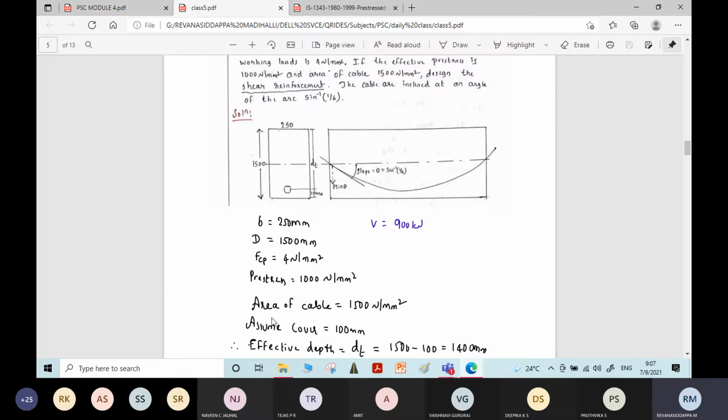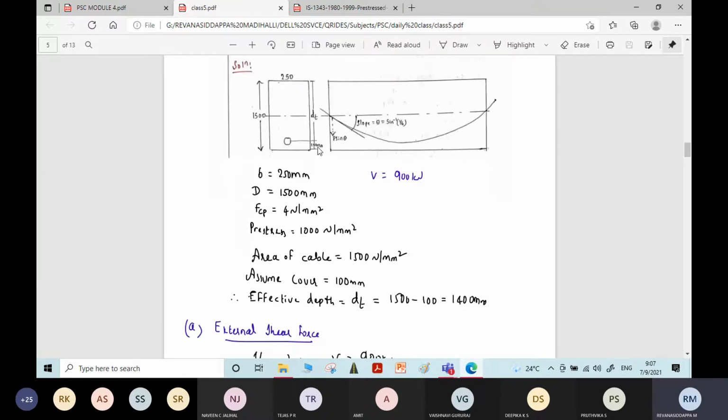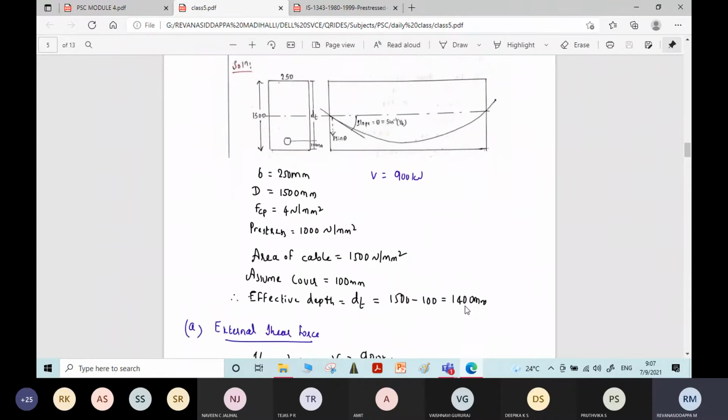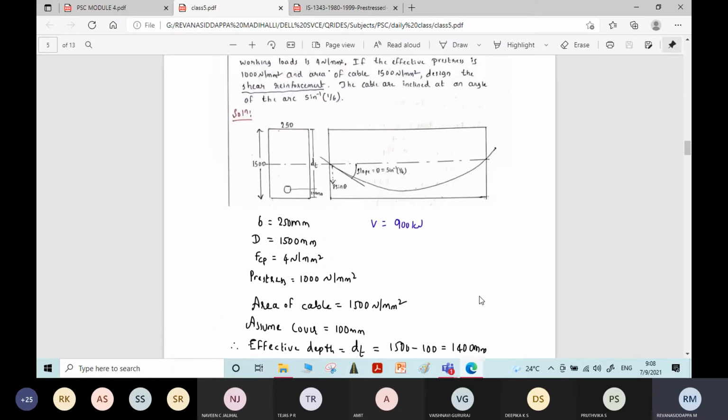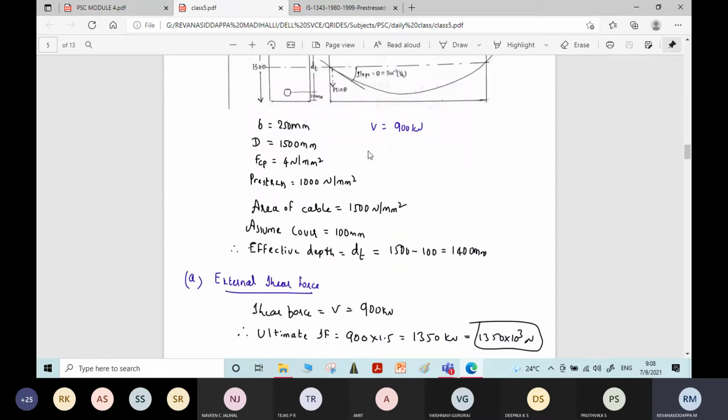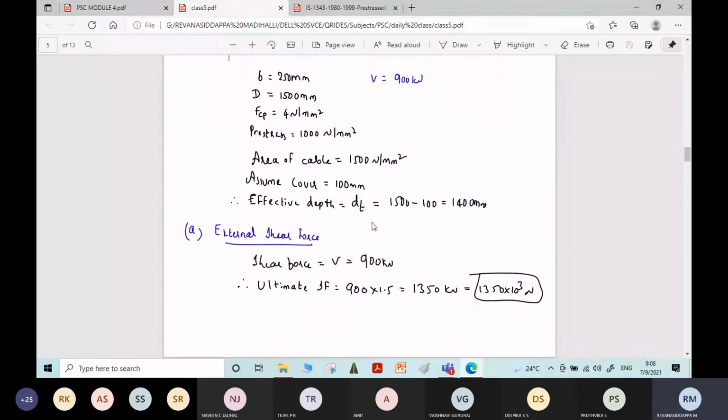If you assume the cover as 100 mm, then you can find the effective depth needed for the calculations, dt. In the overall depth, if you deduct the cover, you will get the effective depth. The shear force acting on the beam is given, that is 900 kilonewton. For that, we have determined the ultimate shear force.